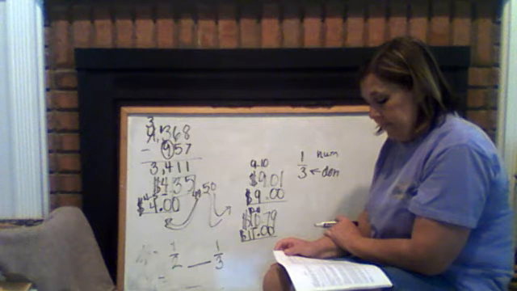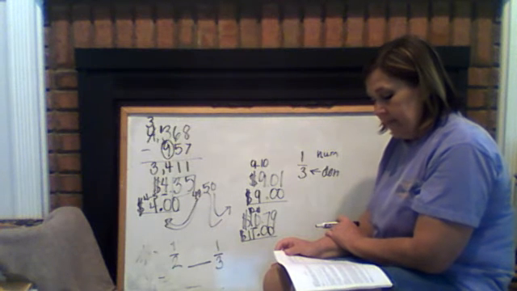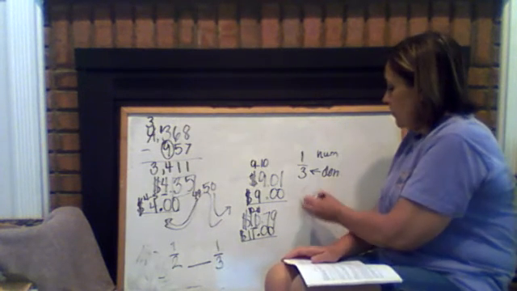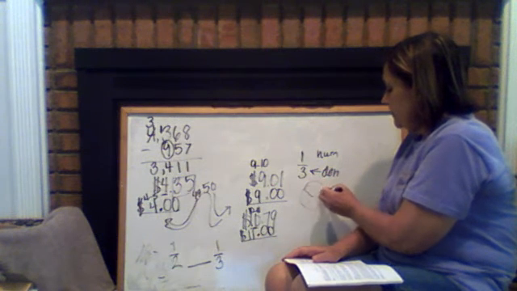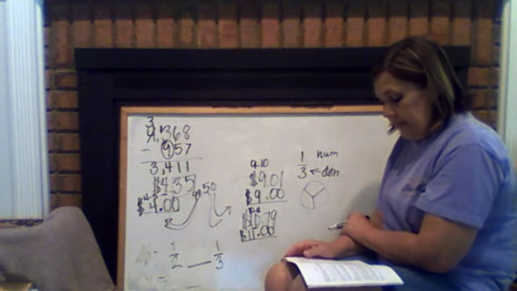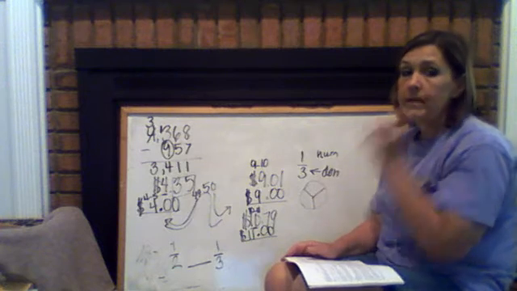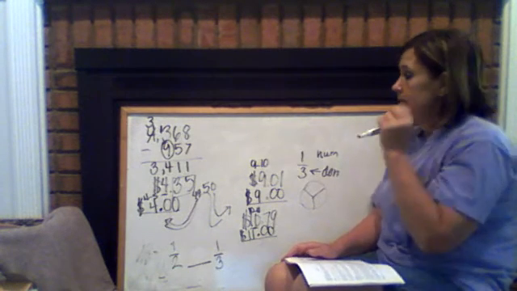If I draw a circle and divide it into thirds, what is my addition sentence so that it equals 1 whole? And we talked about this at school.